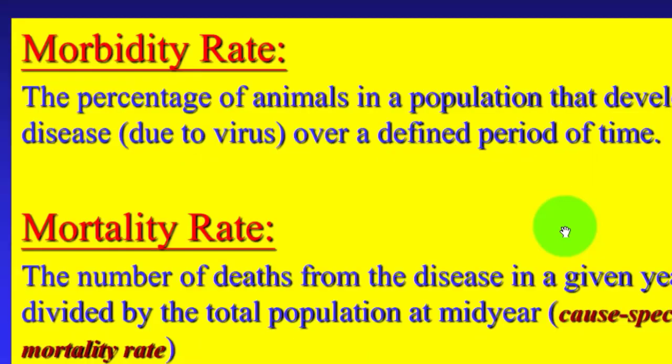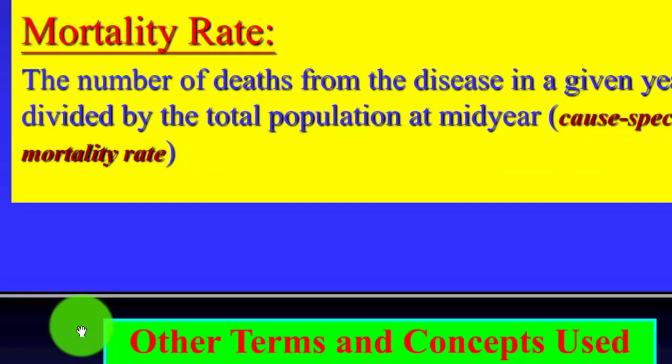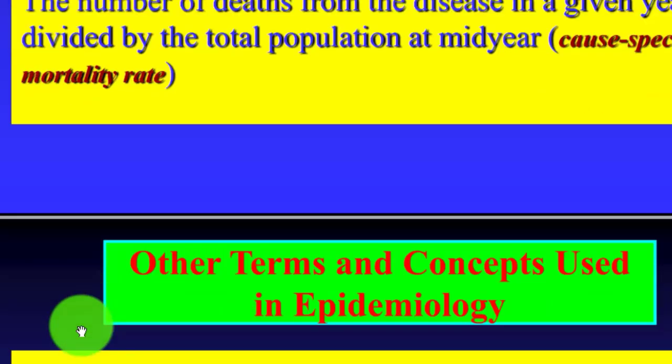Commonly termed morbidity rate: the percentage of animals or humans in a population that develop disease due to a virus over a defined period of time. Mortality rate: the number of deaths from the disease in a given year divided by the total population at mid-year, cause-specific mortality rate.